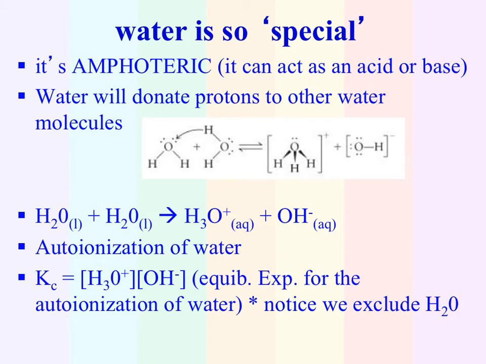And so basically we get this process called autoionization. These two water molecules interact, and they give us this hydronium and this hydroxide. Now, if we write an equilibrium expression for this reaction, notice we have H3O plus, the hydronium ion, and the hydroxide ion. We've excluded the H2O, because we don't ever include pure liquids or solids in our equilibrium expressions. Okay, so now that we've written our equilibrium expression for the autoionization process, let's look at how we can utilize this expression.